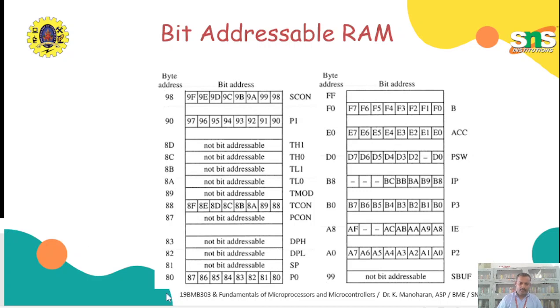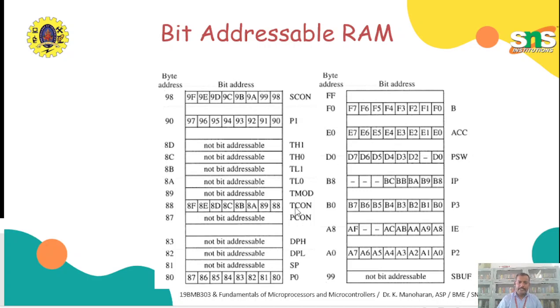Look at this. So 80 is the byte address, it has port 0, and the bit address is from 80 to 87. This is SP, the stack pointer. This doesn't have a bit address, only a byte address. This is 81. Look at this data pointer: data pointer lower and data pointer higher. This is 82 and 83. These two combine to access the particular data. Look at this. This is the PCON register. The address is 87. This is also not bit addressable, so we can use only the byte address.